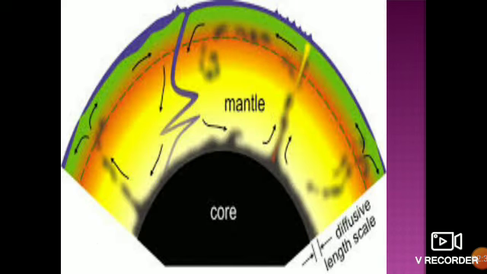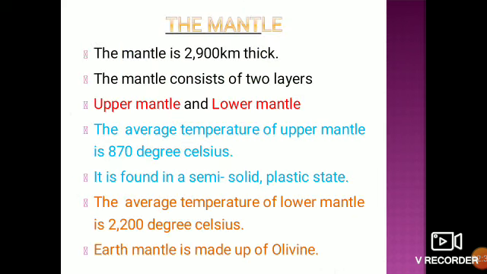Moving on to the second layer of the earth, it is the mantle. The layer below the crust is called the mantle layer. The mantle is about 2900 km thick. It consists of two layers, the upper mantle and the lower mantle. The average temperature of the upper mantle is about 870 degrees Celsius. It is found in a semi-solid or plastic state.